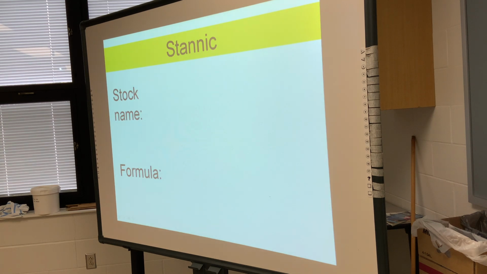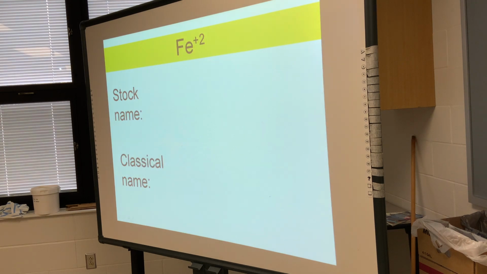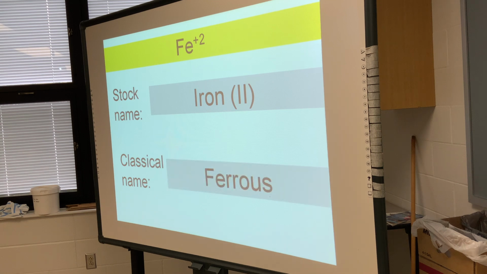Two charges for tin, 2 and 4. So which one is this one? 4, the higher one, so Sn positive 4. Two charges for iron, 2 and 3. This is the lower one, so this is iron 2 or ferrous. Ferrous, sweet. It's been a long day.